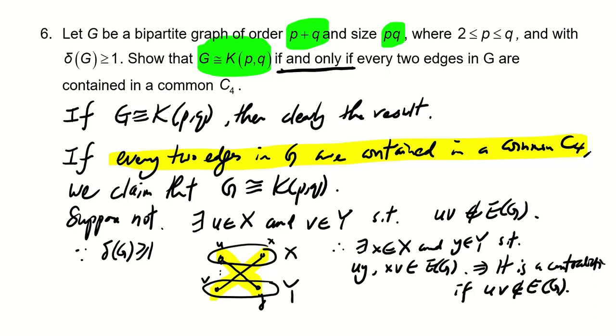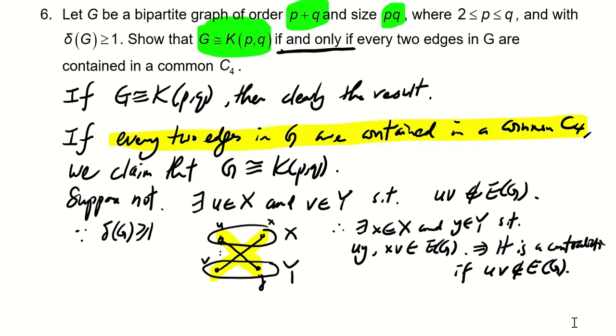Now in this case, we have just shown that if u in X and v in Y are not adjacent, something is wrong. So every u in X and every v in Y have to be adjacent. It means that G is a complete bipartite graph. However, we haven't proved that this complete bipartite graph is K_{P,Q}, because it may be of some other form, K_{P-1,Q+1}, and so on and so forth.